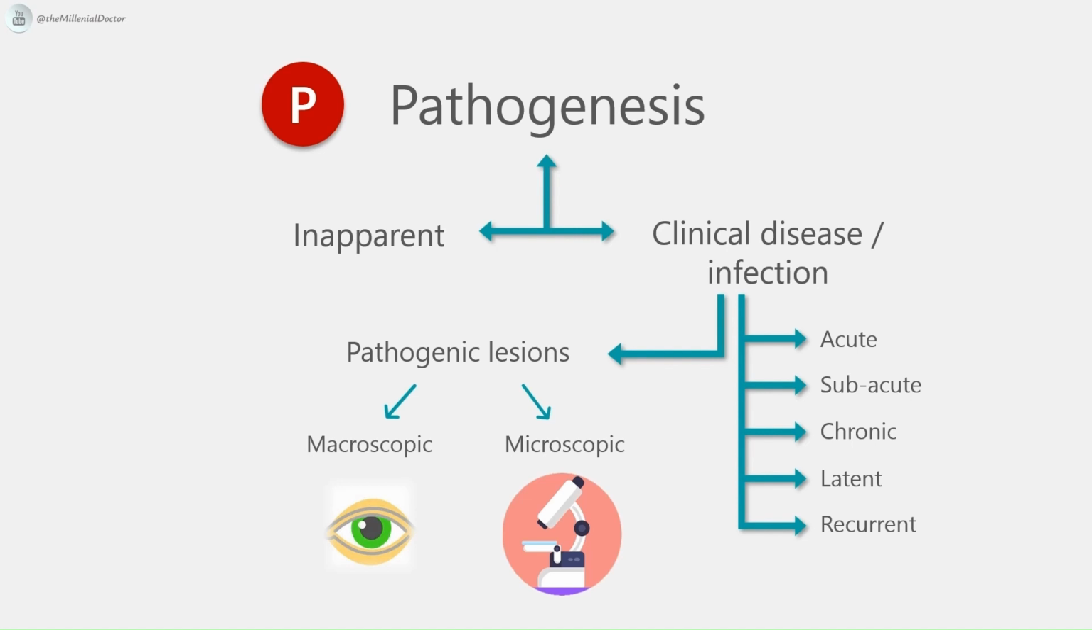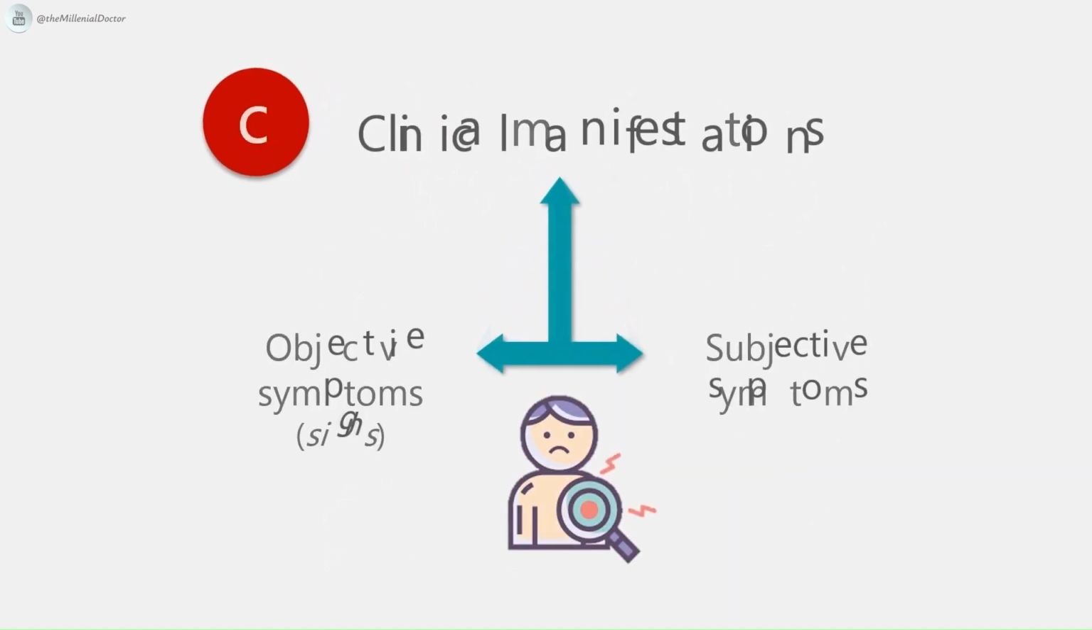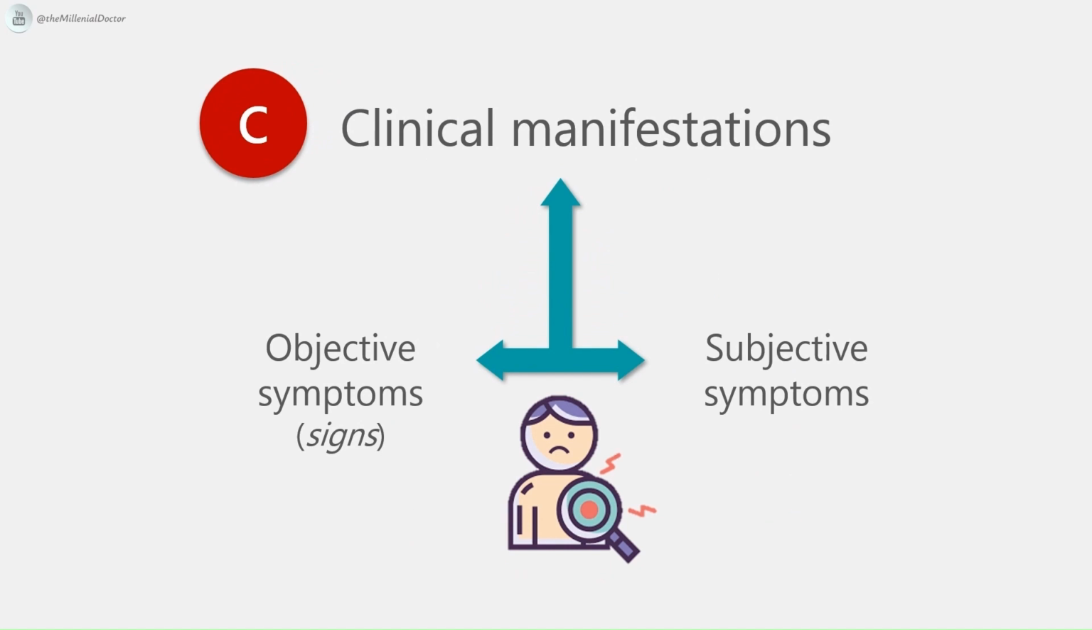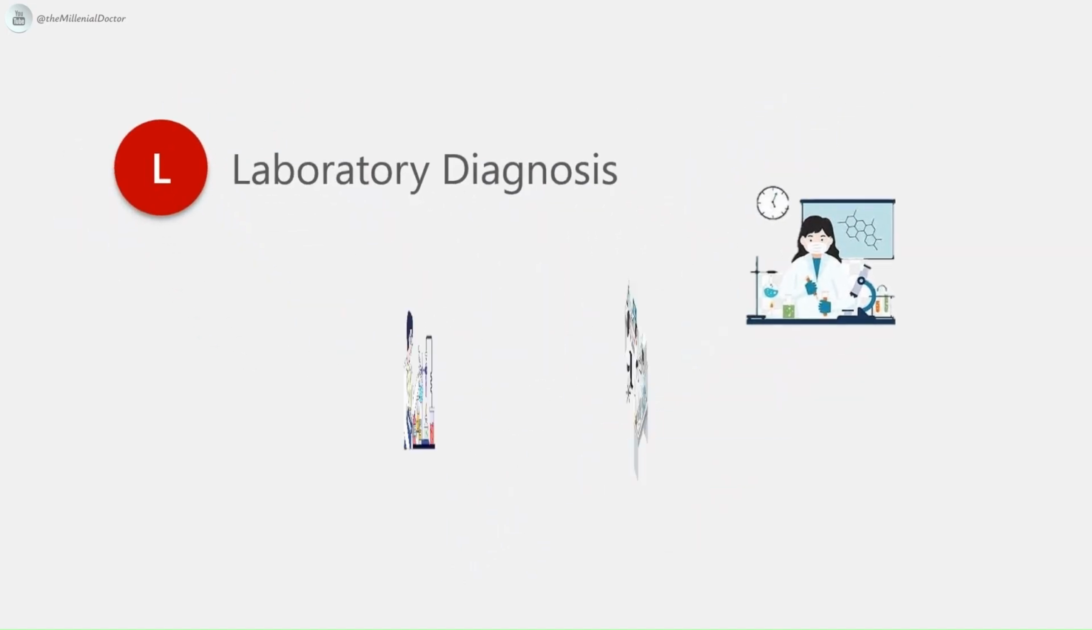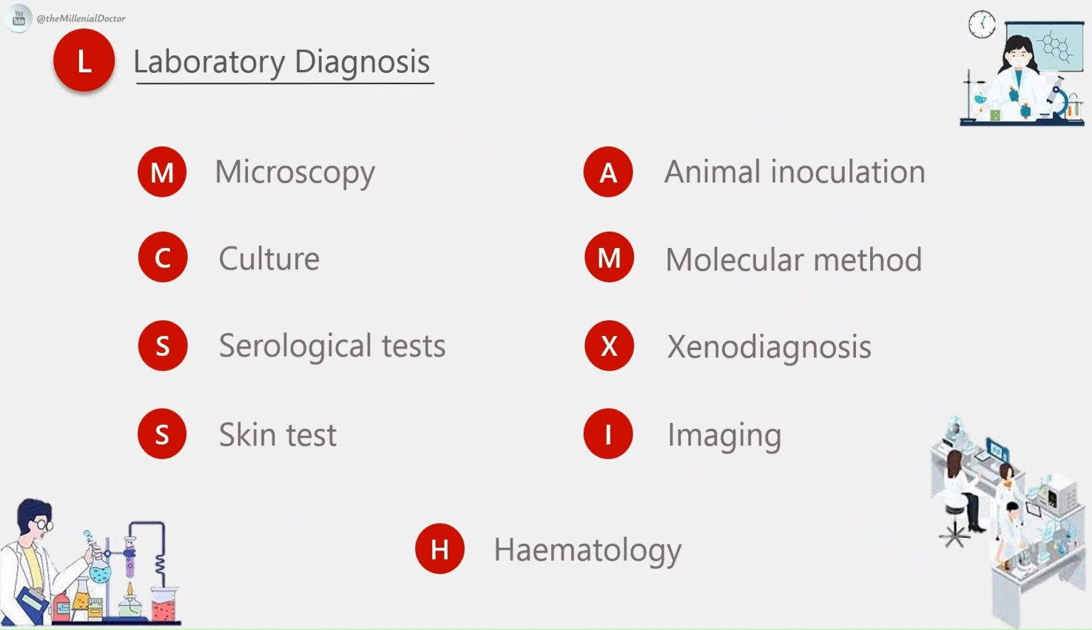Clinical infection is divided into acute infection, subacute infection, chronic infection, latent infection, and recurrent infection. Next, clinical manifestations. These are divided into objective symptoms, also called signs, and subjective symptoms. Next, laboratory diagnosis. The diagnosis of a parasite can be done through the following ways: by microscopic examination, through culture, serological tests, skin test, animal inoculation, molecular method, xenodiagnosis, imaging, and through hematological examination.